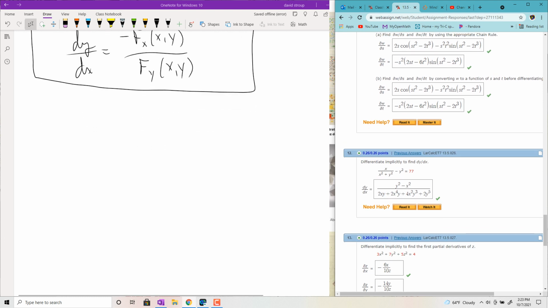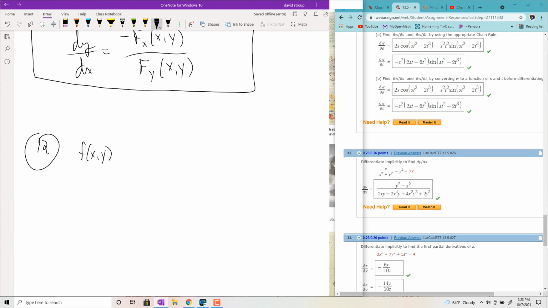Okay, so let's look at one of these guys. Number 12 looks pretty nasty, so let's try that one. I already rewrote it as f of x, y equals x over x squared plus y squared, minus y squared, minus 77 equals 0. Okay, so the formula again: dy over dx, I need the negative of the partial of f with respect to x all over the partial of f with respect to y.